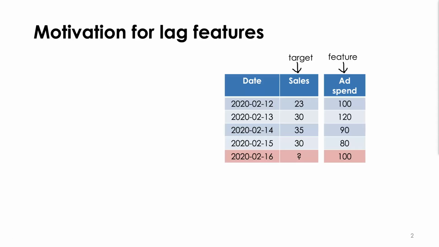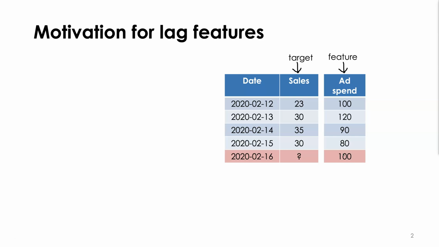So what's the motivation for using lag features? Let's consider a specific example. Here we have a daily time series for the sales of some product, and we also have as a feature the advertising spend. So AD here is the abbreviation for advertising. And so we're sat here at some time, and we have the past values of the sales, and we want to predict the sales of the next day. We also have the advertising spend on the day that we observe the sales, and we also have the advertising spend in the future value as well.